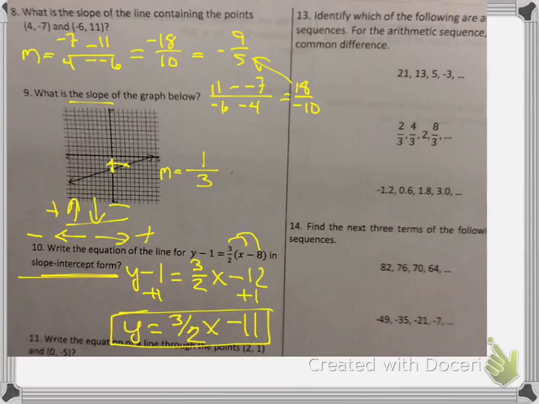Number 10, I need to distribute. 3/2 times x, 3/2 times negative 8 is negative 12. Then add 1 to get 3/2 x minus 11.